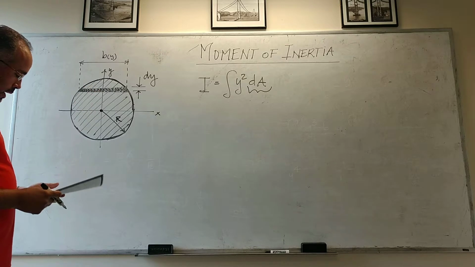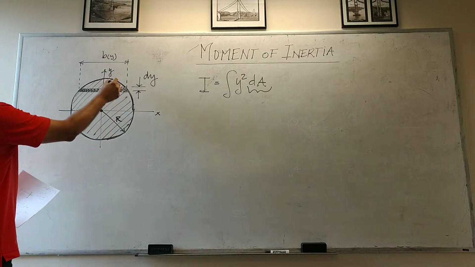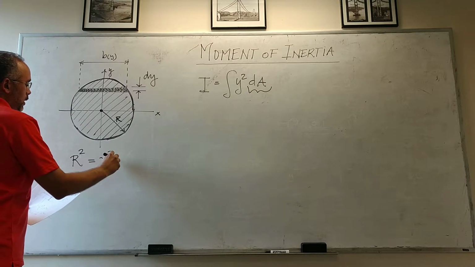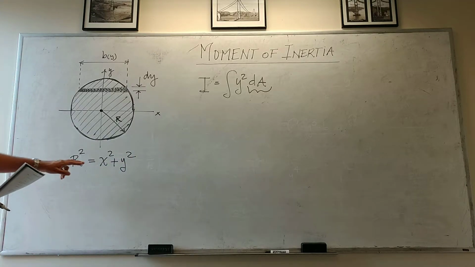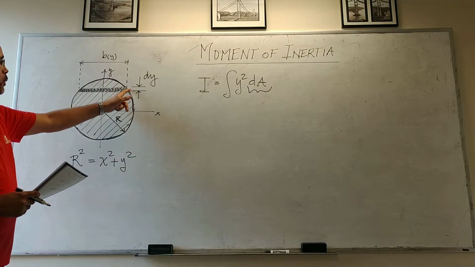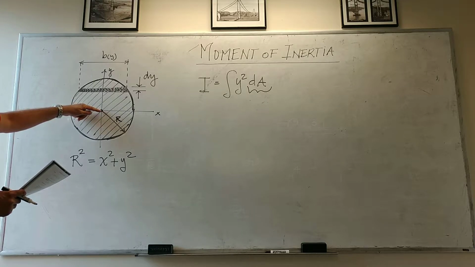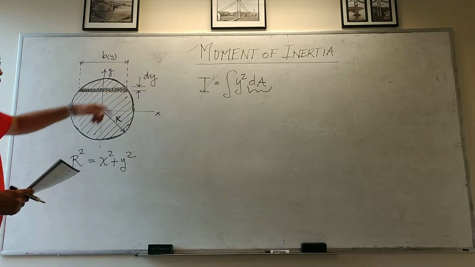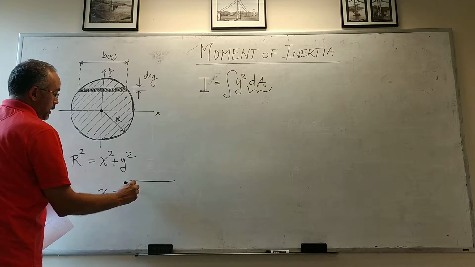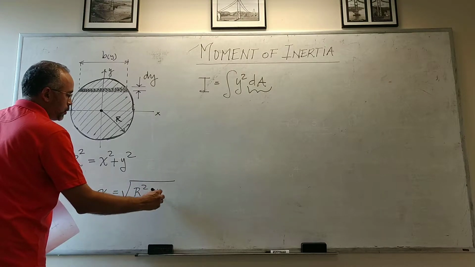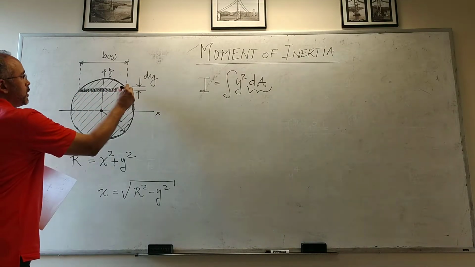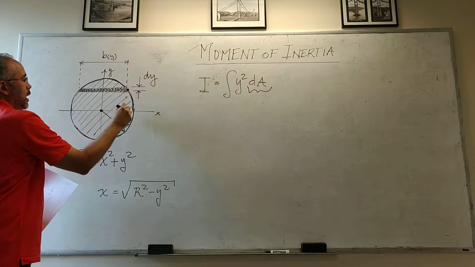So in this case, that variation is given by the equation of the circle, right? If we remember, the equation of the circle is r squared equals x squared plus y squared. That defines the edge of the circle. And so if we want to define this width, if we are at a height y, the width x is going to be the square root of r squared minus y squared, right? So that's the distance x corresponding to a point at a height y.